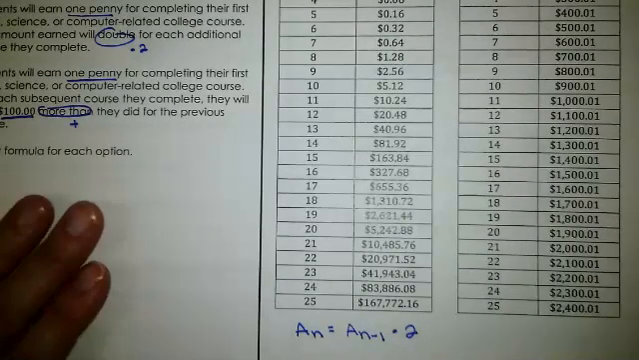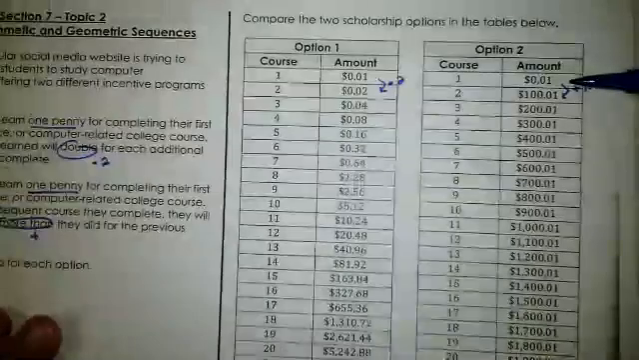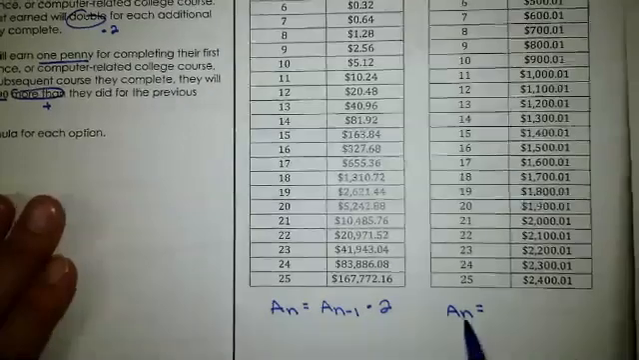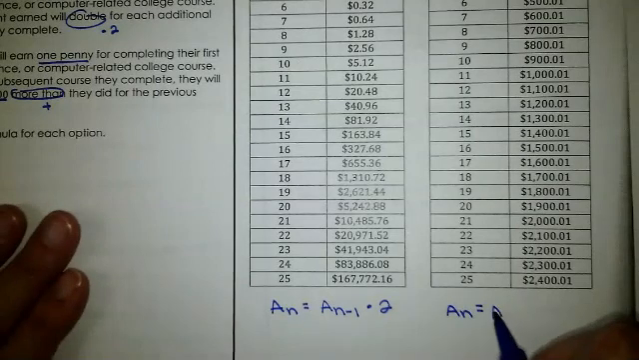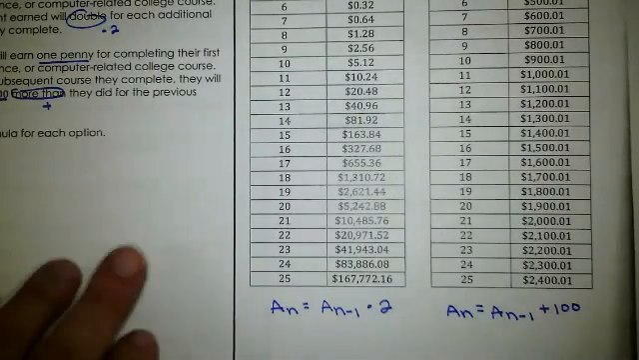For option 2, to figure out the amount of money, you need to take the previous option and add 100. So if we want to find a sub n, the previous option would be a sub n minus 1. And then we add 100 to that. So in option 1, we're doubling. Option 2, we're adding $100.